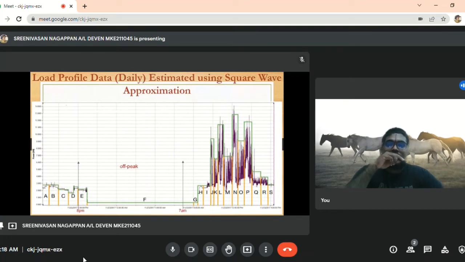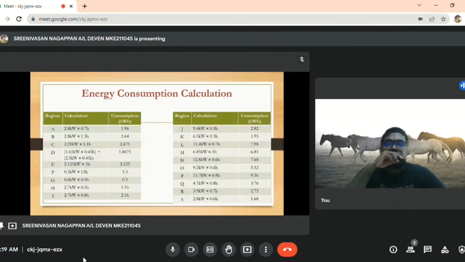And the load profile data is estimated using square wave approximation, whereby the area under the graph is segmented into rectangles, and consequently the area is calculated to give an estimated value of the load that is being consumed in the premise. This is an example of the calculation that was done to estimate the load that has been consumed in the premise.